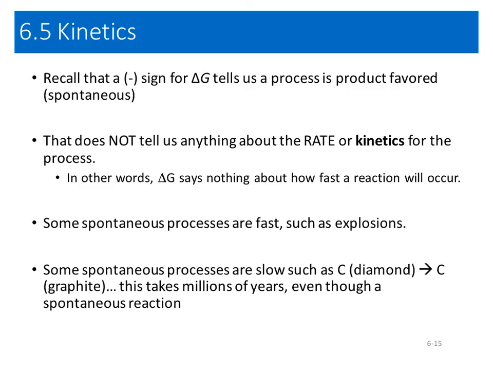A negative sign for delta G tells us a process is spontaneous and the products are favored. However, that doesn't tell us anything about the rate or kinetics for that reaction. So we have some spontaneous processes or reactions that are very fast, such as explosions. And we do have some spontaneous processes that are very slow, such as the conversion of diamond to graphite, which takes millions of years, although it is a spontaneous reaction.